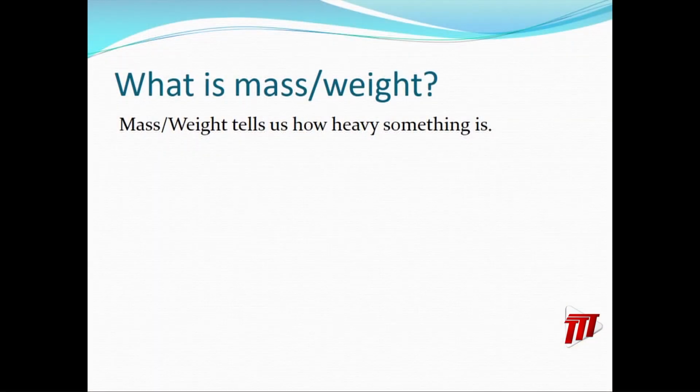What is mass or weight? Mass or weight tells us how heavy something is. And the opposite of heavy is, that's right, light.